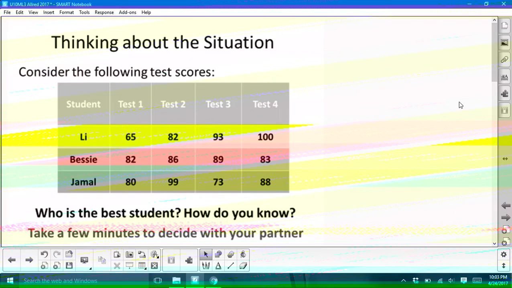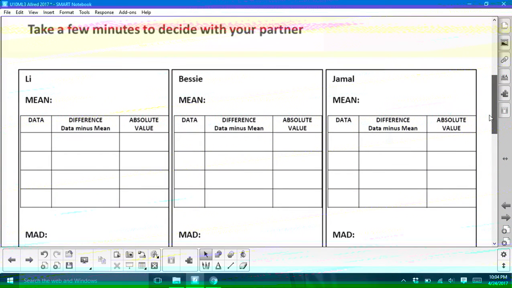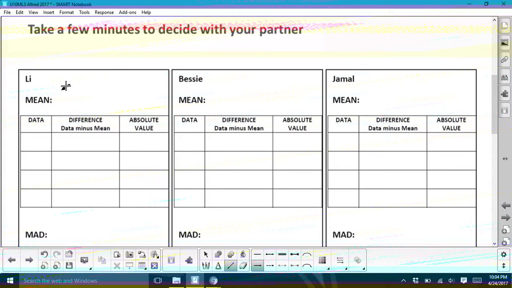Okay? You're going to take Lee's 4 scores and fill them in Lee's column, right here in this column. You're going to take Bessie's scores and put them in this column, and Jamal's scores and put them in this column.